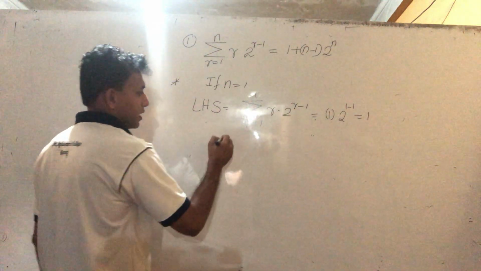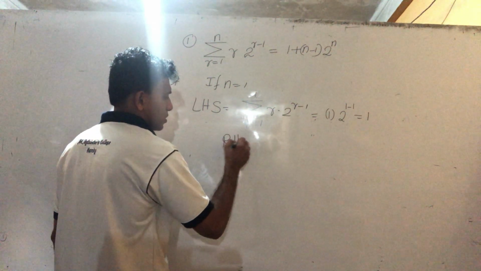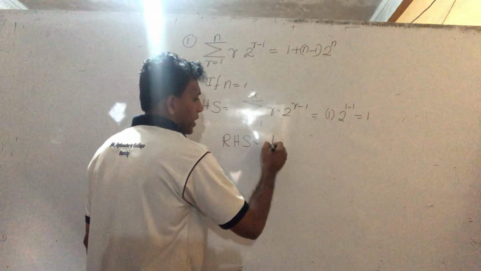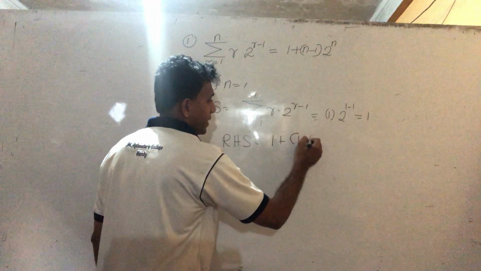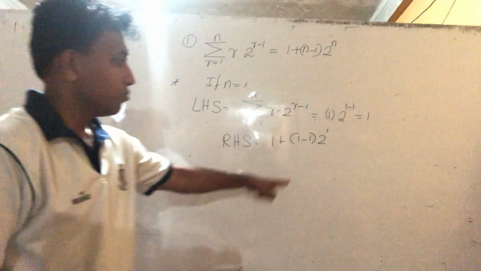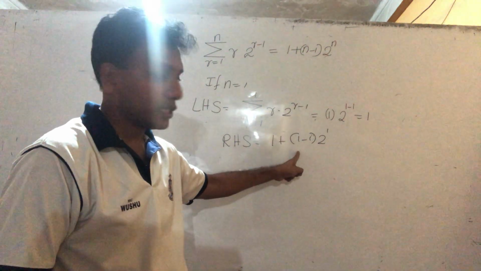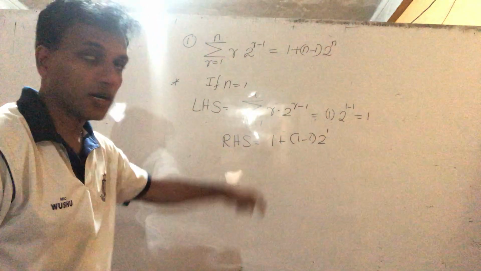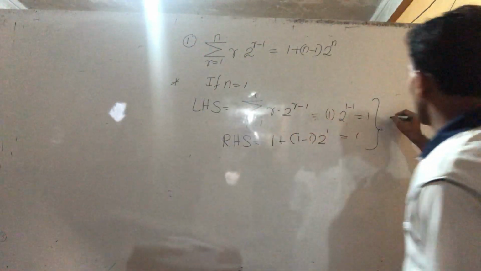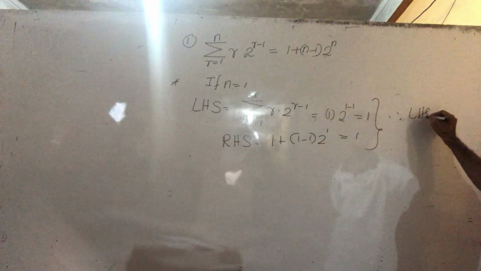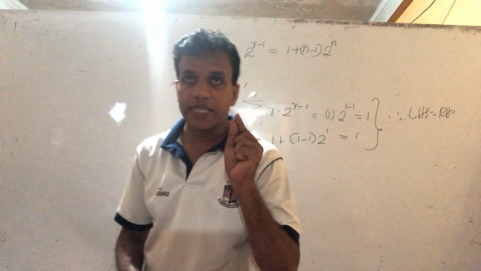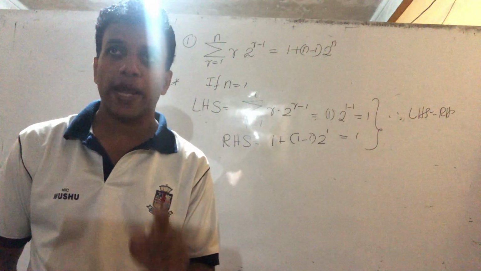See the right hand side, RHS. Put n equal 1: 1 plus (1 minus 1) into 2 to the power 1. 1 minus 1 is 0, and 0 into anything is 0, so here it is 1. Therefore the left hand side equals the right hand side. That means the given statement is true for n equal 1.